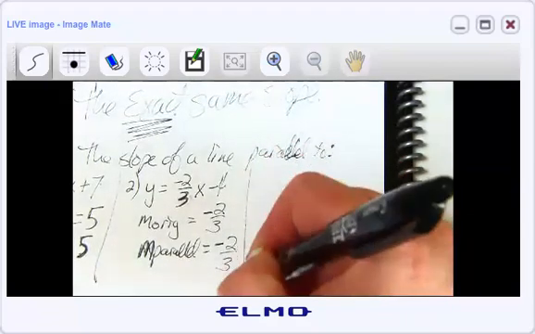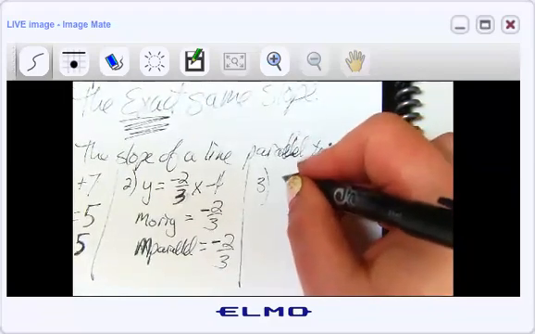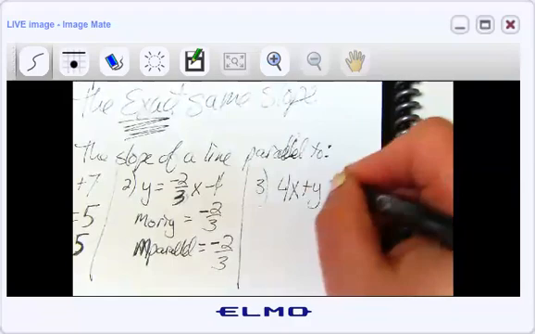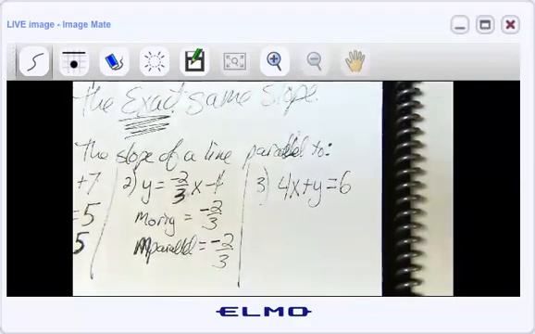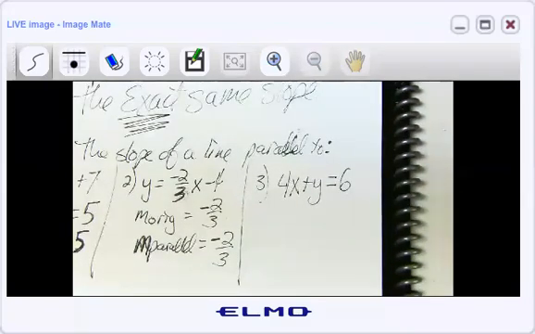Okay, we gotta increase the difficulty here a little bit though. What happens when you have something like this? How about 4x plus y equals 6? Huh. I hope you're not thinking, oh, isn't the slope just 4? No, it's not 4. It's not 4 because this is not in y equals mx plus b form. So just like you did last night, you have to rewrite this first. You don't know what the slope is yet until you rewrite it.